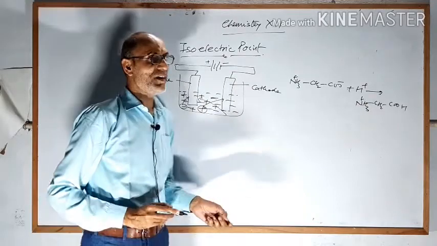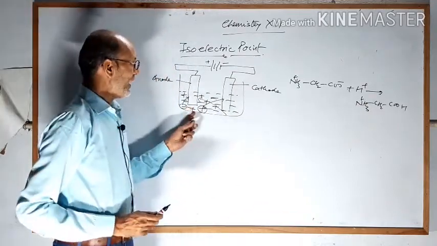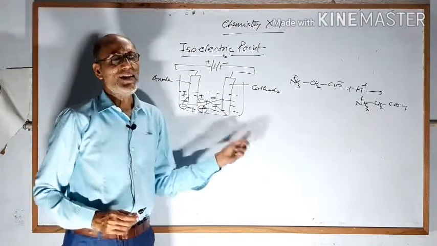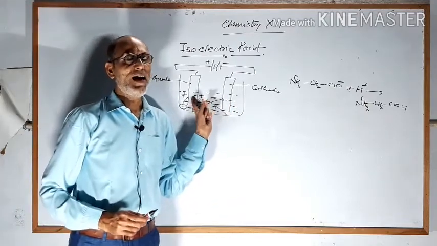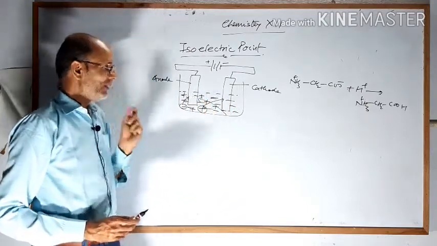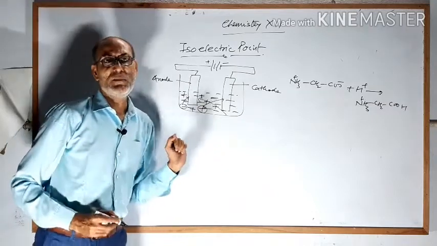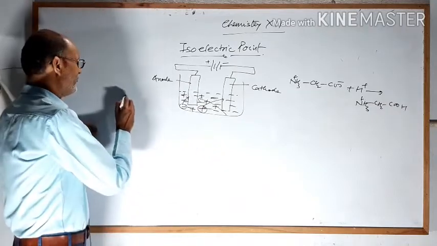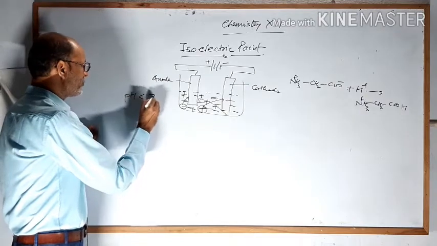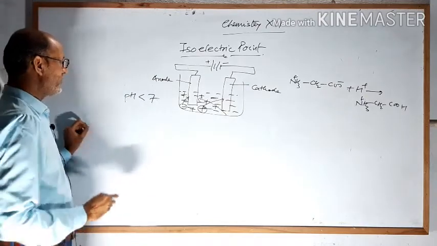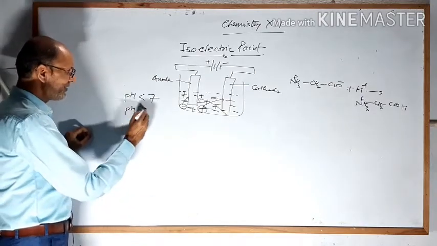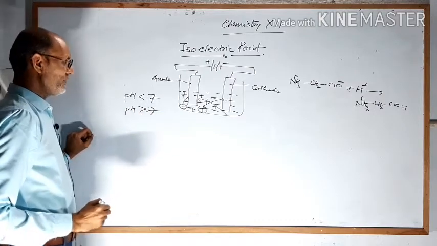That means in case of acidic medium, ions will move towards the cathode, while in case of basic medium ions will move towards the anode. What is the meaning of basic medium or acidic medium? That means if pH is less than 7, it will be acidic medium. If pH is greater than 7, it will be basic medium.